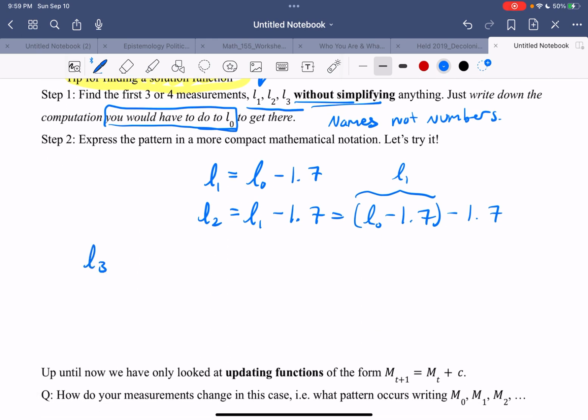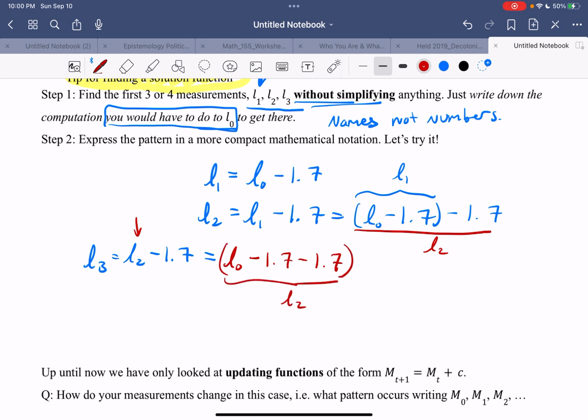Now, L3 is L2 minus 1.7. So let's substitute. Here's L2, right? This whole thing. So we're going to substitute that in here. This is L0 minus 1.7 minus 1.7. So there is my L2 minus 1.7. That was this thing. And then you look for the pattern. And the pattern will depend on the subscript. There should be something clear that happens here, right? And I hope you can see that.